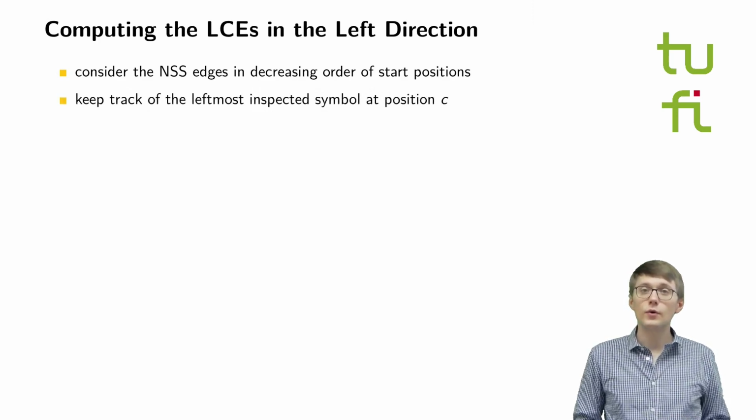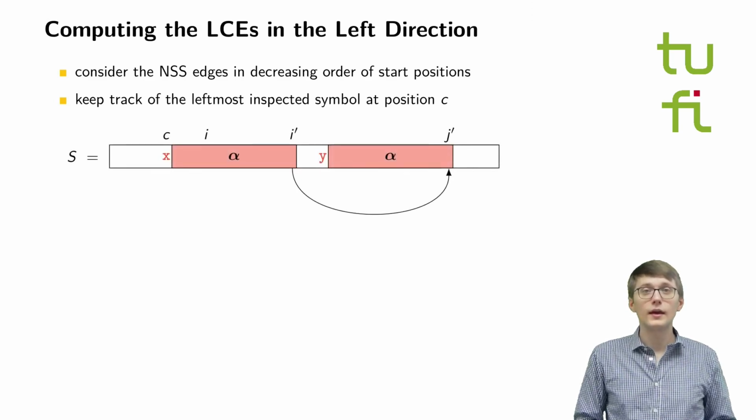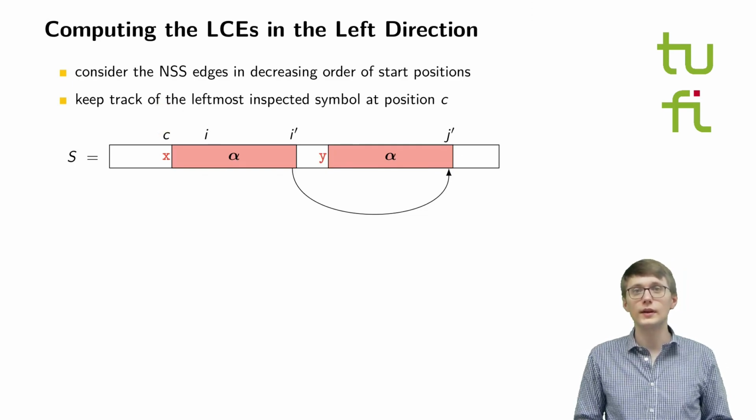That means that at any point in time during the algorithm execution, we have the following picture. The next index we want to consider is index I. That means we want to compute the LCE between I and its next smaller suffix. The leftmost position we have already inspected is position C, and we inspected it during the LCE computation between I' and J'. The LCE is highlighted by the substring alpha here.